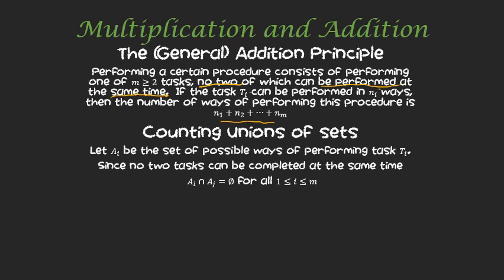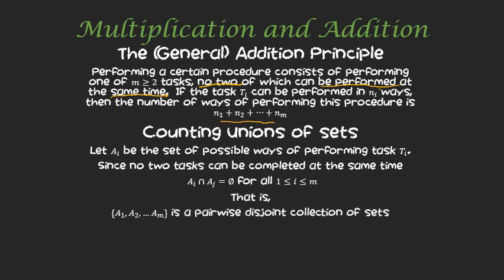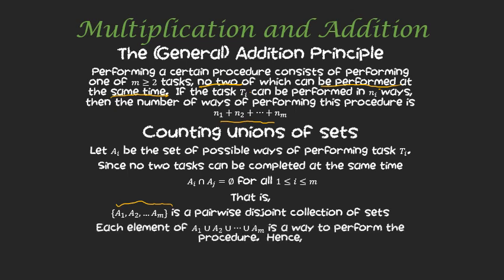That there is no overlap between the sets of tasks. And so what that means is that this set of possible ways to perform the procedure, this collection, is pairwise disjoint. And so what the addition principle is saying is that if we do have this pairwise disjoint collection of sets, then each element of their union is a way to perform the procedure.